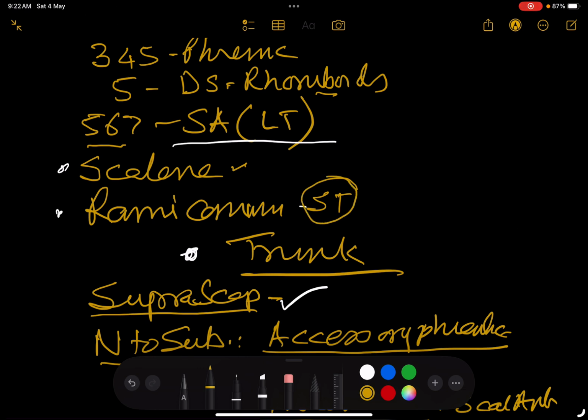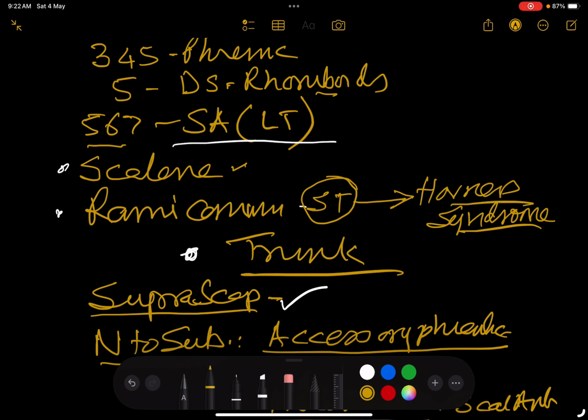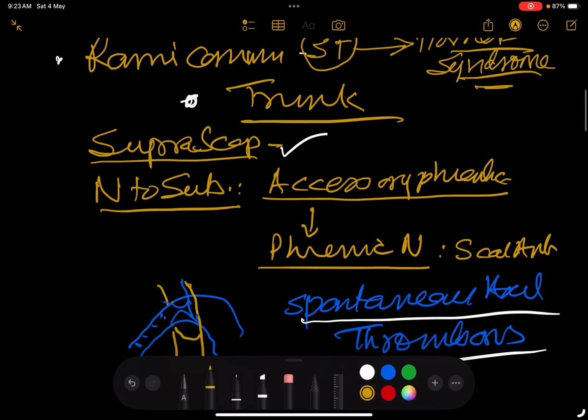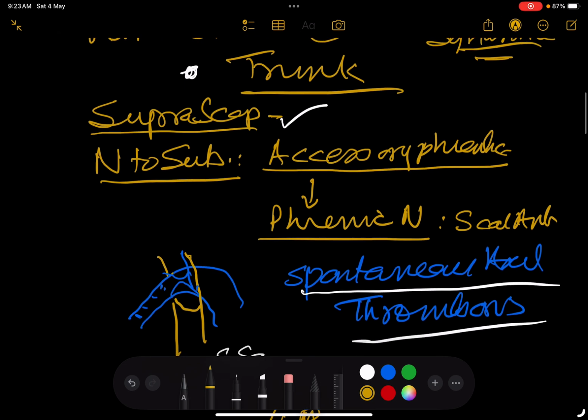Now this is very important and you must know because this produces Horner syndrome, and this Horner syndrome makes you recognize a correct injection into the stellate ganglion, which you have to give in vascular insufficiency of the upper limb. So the Horner syndrome we will deal with somewhere else, but then the trunk gives the suprascapular and nerve to subclavius.